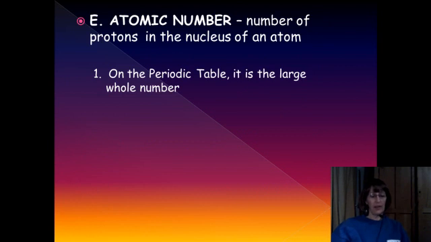On the periodic table, it's the nice large whole number. Different periodic tables are set up in different ways. It may be on top of the symbol, it may be below the symbol, it may be in the right-hand corner. You just have to look at each periodic table. Most periodic tables will have a key, and they'll label where the atomic number is and the mass number is on that.